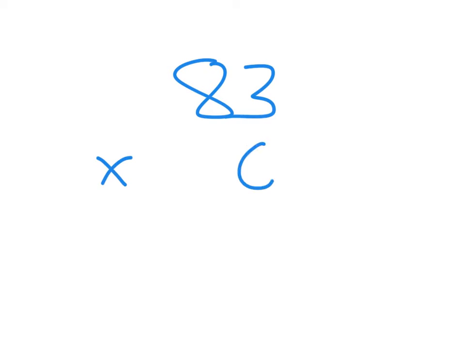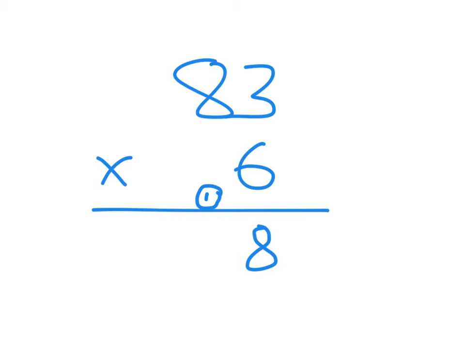First we'll start with 2-digit by 1-digit numbers. For example, 83 multiplied by 6. First thing we'll do is 6 multiplied by 3. The answer is 18. We put the 8 in the units column, and the 1 digit from the tens column we put above the line, in a circle up here.